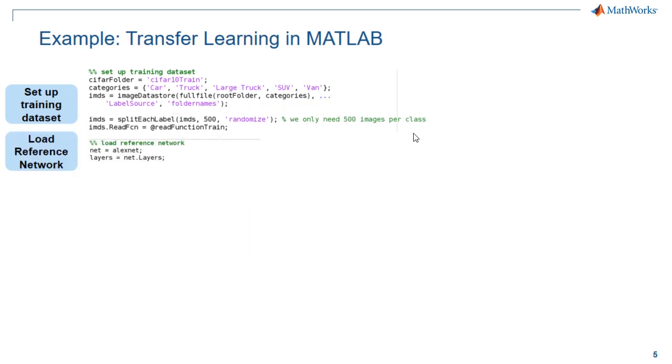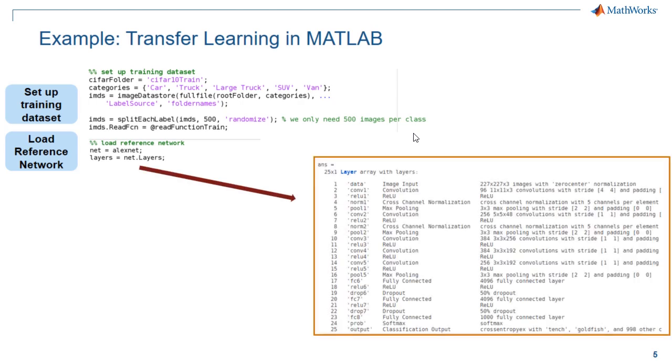So once these data sets are ready to go, then you'll need to load your reference network. And we help you to do this with a fairly simple one line of code. Here you see net equals AlexNet, which helps you to load the AlexNet framework into MATLAB. And if you take a look, AlexNet has 25 layers. Everything that you see, ReLU layers, fully connected, and so on and so forth.